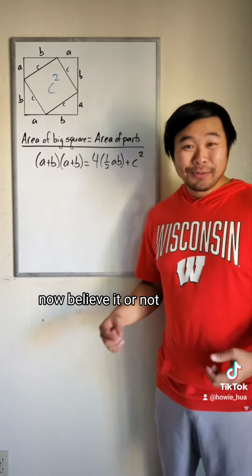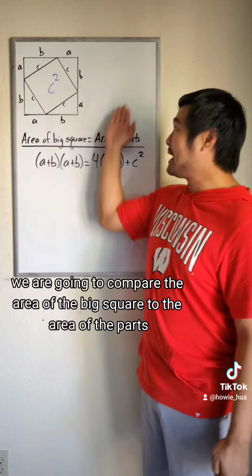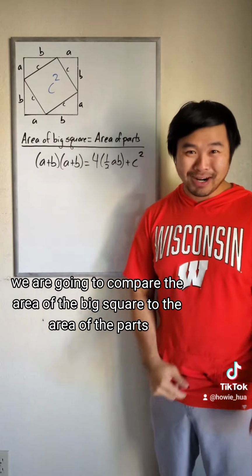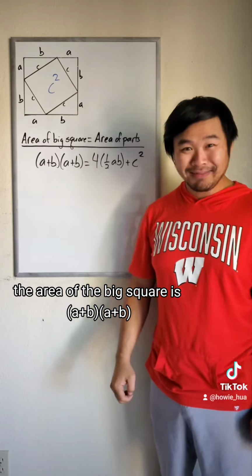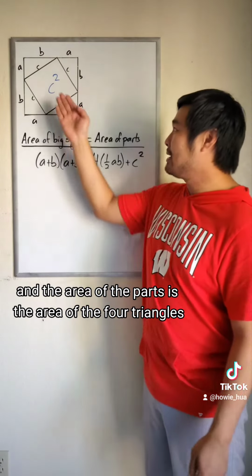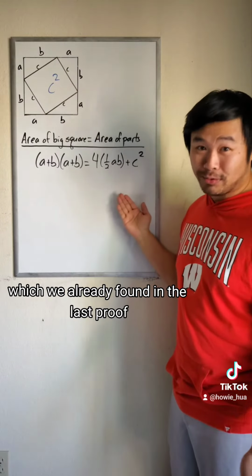Now, believe it or not, we can prove the Pythagorean theorem with just this picture alone. We are going to compare the area of the big square to the area of the parts. The area of the big square is (a plus b) times (a plus b), and the area of the parts is the area of the 4 triangles and the square inside, which we already found in the last proof.